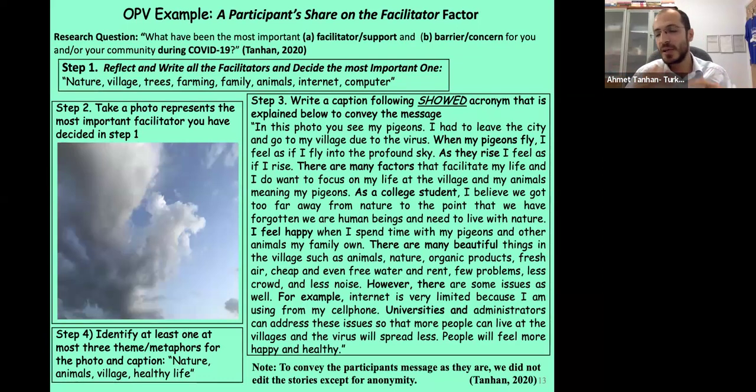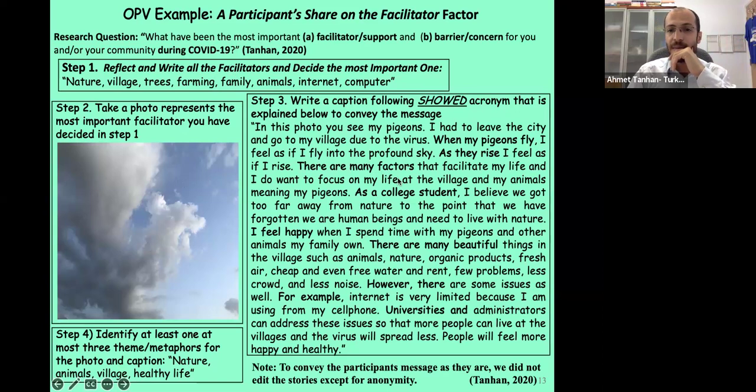This study was not an experimental study. It was during COVID-19 and people were going through a very difficult time. So we said, what is facilitating your life, dear friend? So, for example, this person said nature, village, trees, farming, family, animals, internet, computer. So here he uploaded a photo representing a few of them or all of them.